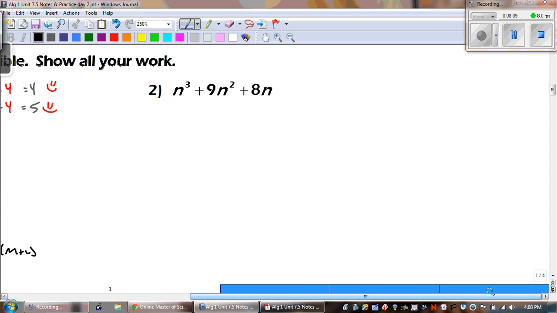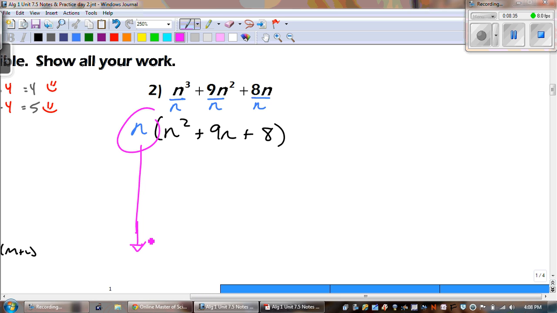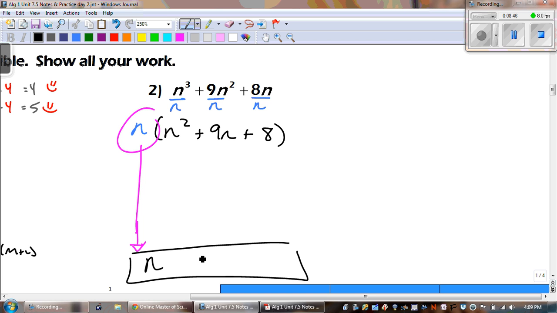All right, number 2. So remember, the first thing we always want to do is check to see if there's a GCF. Okay, and in this case, we can pull out an n. So the n comes out front, and we're left with n squared plus 9n plus 8. I'm going to bring the n all the way down to the bottom, so I remember to put that in my final answer. Now, as a review from yesterday, let's see if you guys can do the rest of this on your own. Go ahead and pause the video, and good luck.